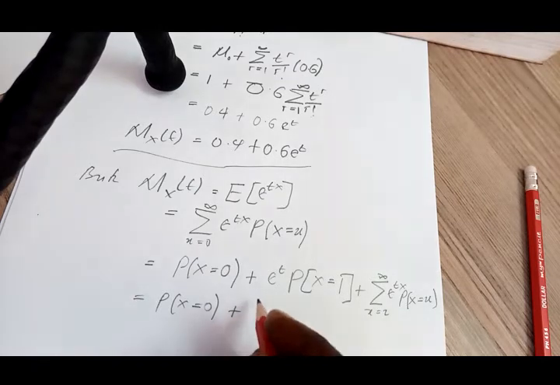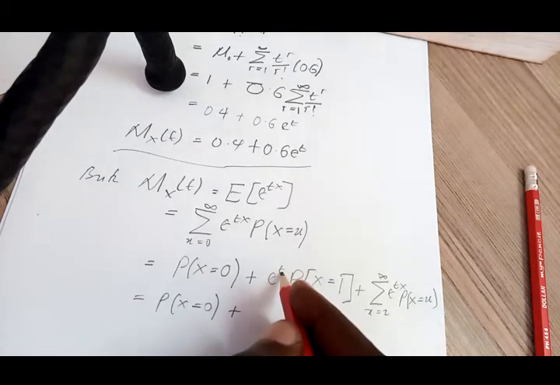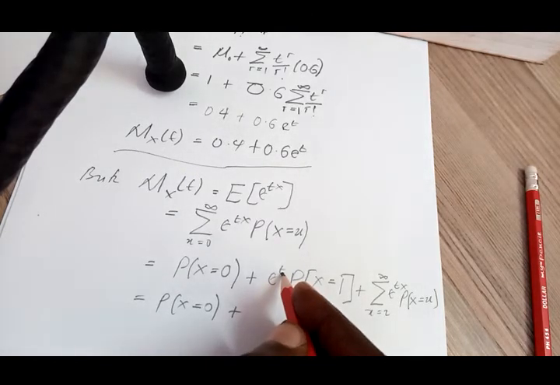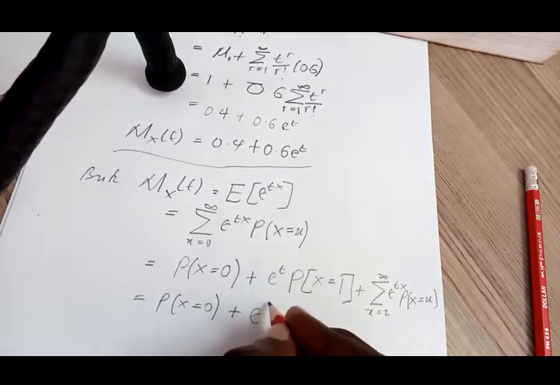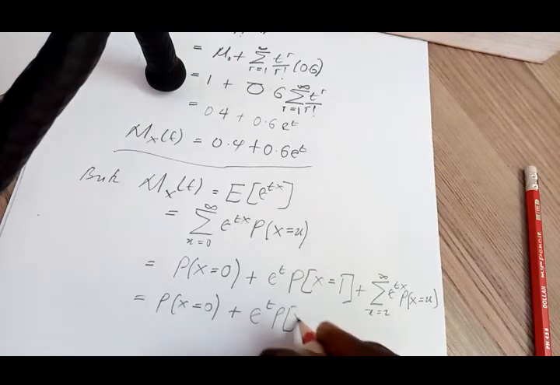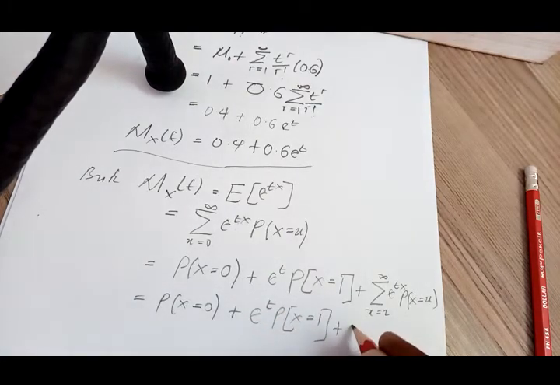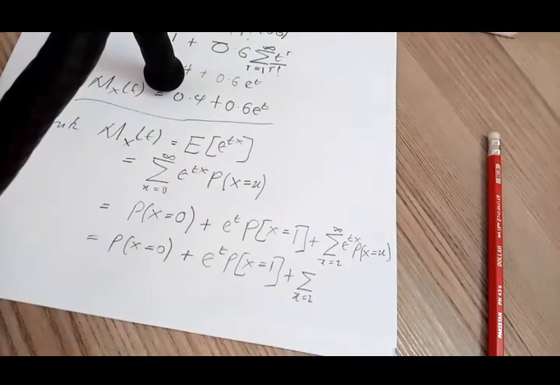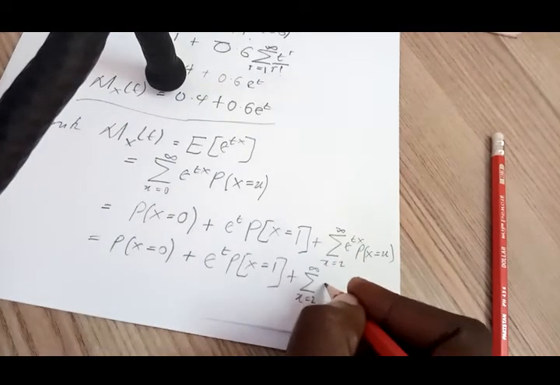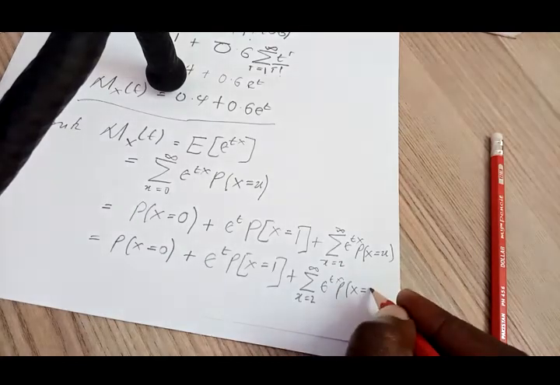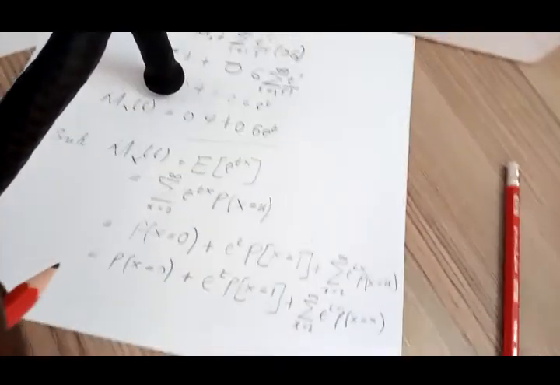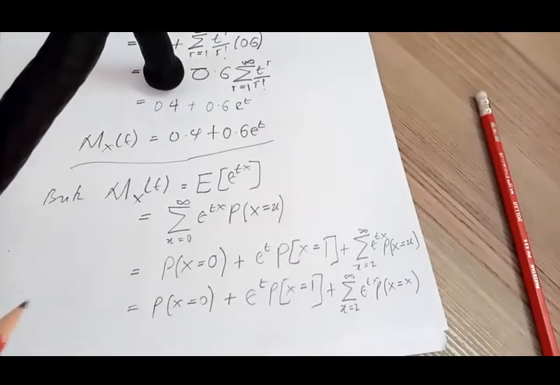of course our e to the power t. So if we look at this e to the power t, then the probability of X equal to 1, then plus, this one, our x is starting from 2, sorry, up to infinity, then e to the power tx, the probability of X equal to this small x. Now I want you to check out this.